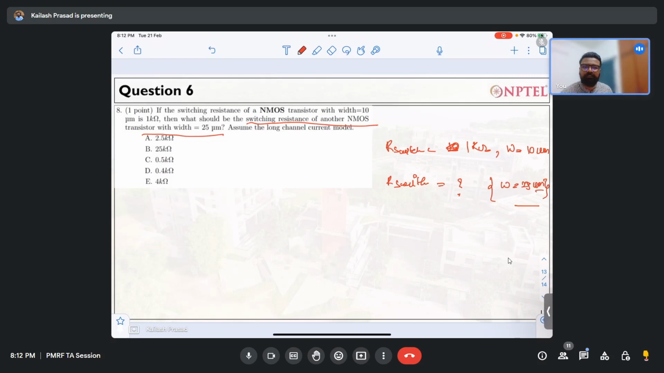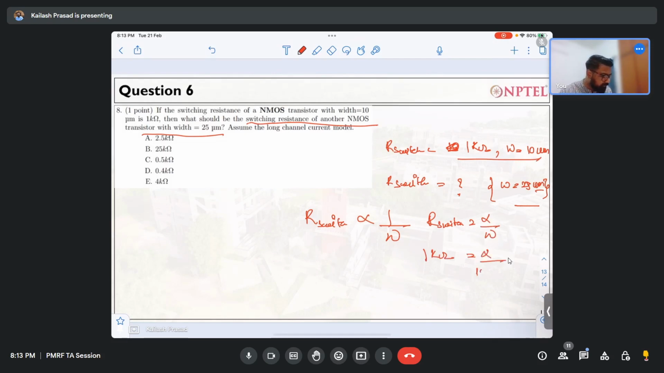So how do you approach this question? Again, you go to unitary method. You know that resistance of switching is inversely proportional to width, so you can say that R switching is equal to alpha upon width. For the first case, R switching is 1 kilo ohm and width is 10 micrometer. So alpha will be 10 micrometer into 1 kilo ohm. This will be your alpha.